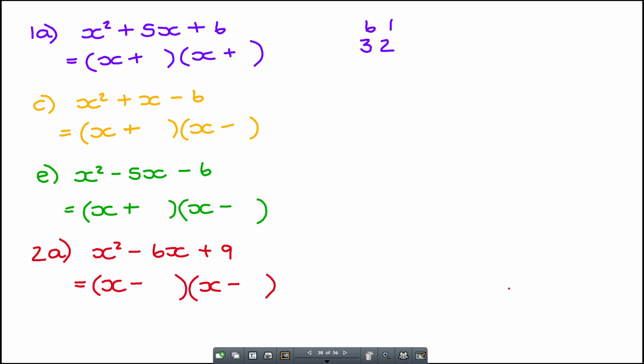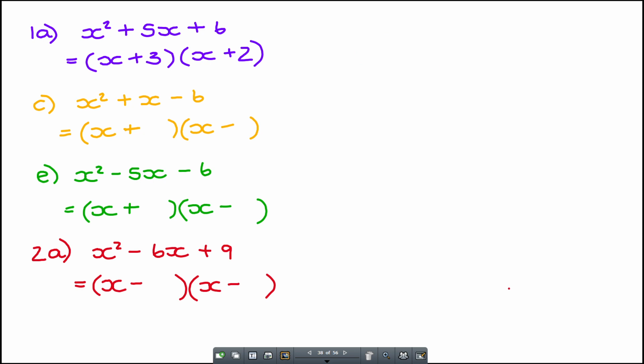Now, I could use the 6 and the 1 to get 5, but then I'd have to say plus 6 minus 1. And I don't have a minus in my brackets. So you had to use plus 3 plus 2. You guys good with that? Okay. Right, then the next one.